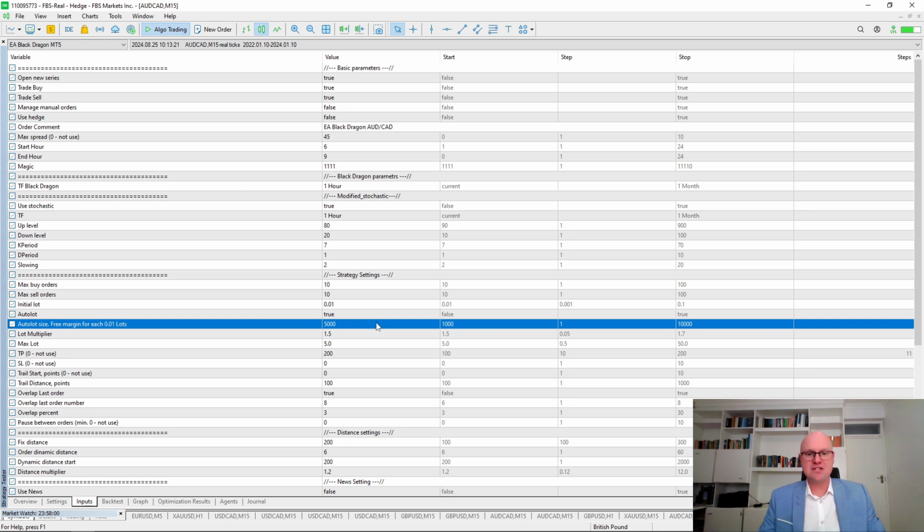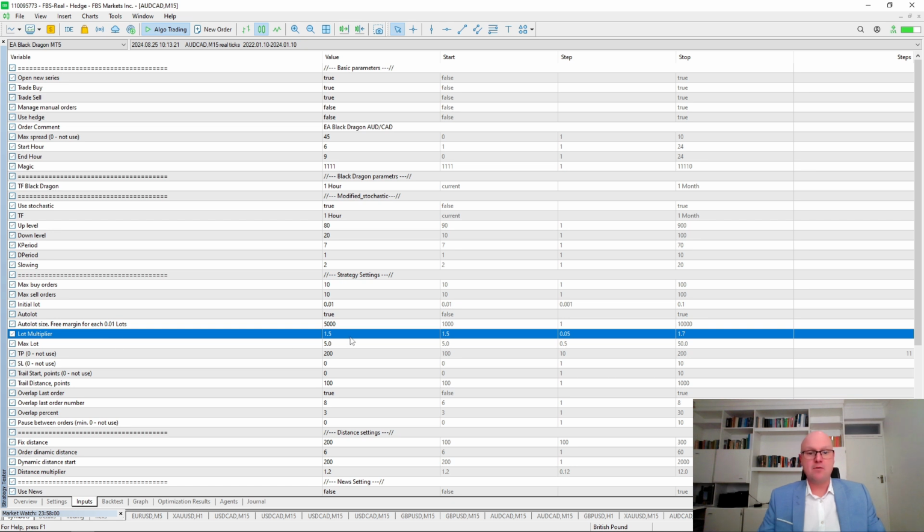So once you've decided your O2 lot size for free margin, you can then look at what you can set as your maximum lot and also your lot multiplier. Remember, a higher lot multiplier will increase your lot sizing exponentially, or much quicker, whereas a lower lot multiplier is considered to be more conservative.